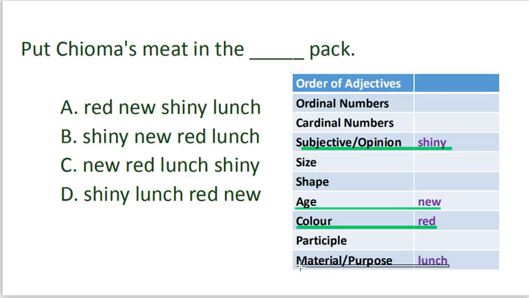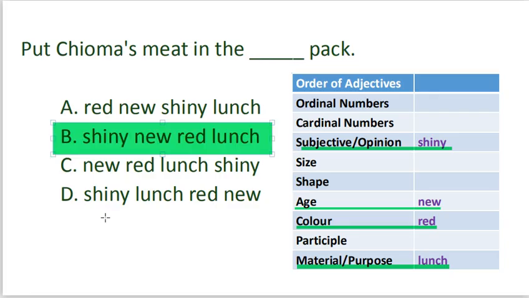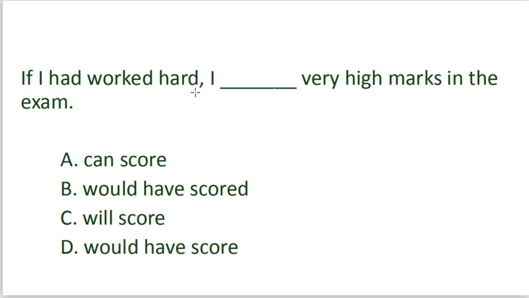So in all of these, adjective of opinion comes first. That is shiny. Followed by adjective of age, that is new. Followed by the adjective of color, that is red. Then followed by purpose, that is lunch. So we have shiny, new, red, lunch. Which option is that? Option B. Put Chioma's meat in the shiny, new, red lunch pack. Option B.